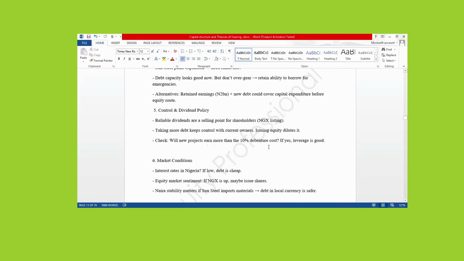If the answer is yes, leverage is good. That is, when we say leverage, borrowing, gearing, you are going to ask that question as a financial advisor. The expansion project, what is the expected return from that project? If the expected return is higher than the cost of borrowing, then we can borrow to finance the expansion. In that case, we are going to leverage on borrowing.